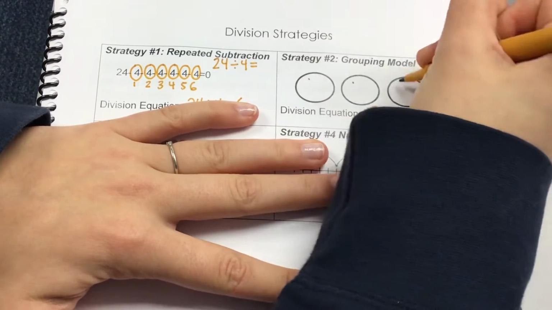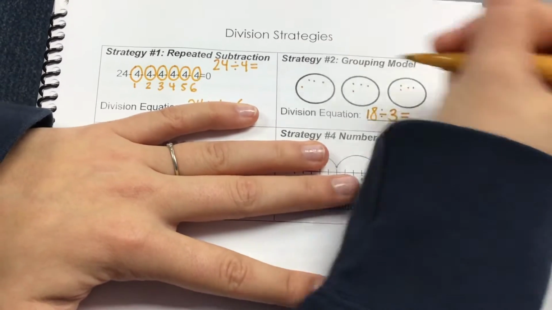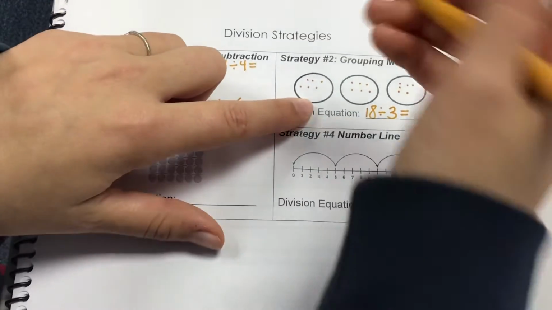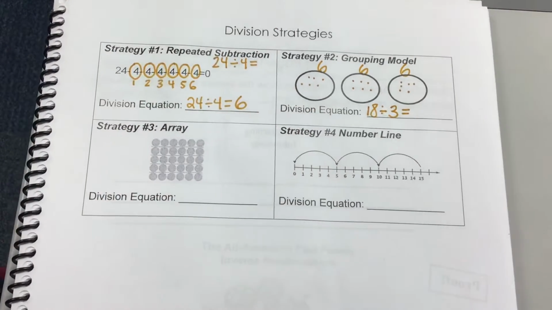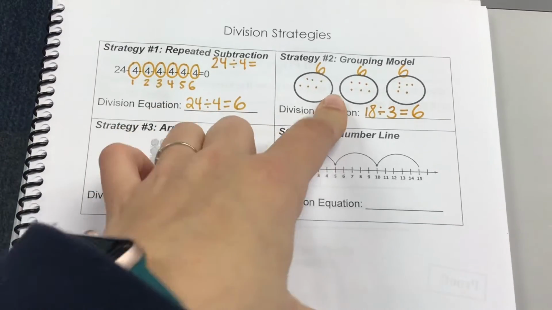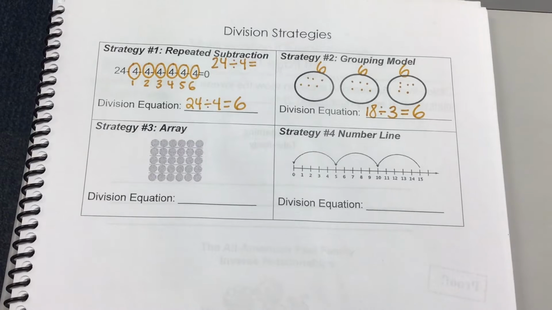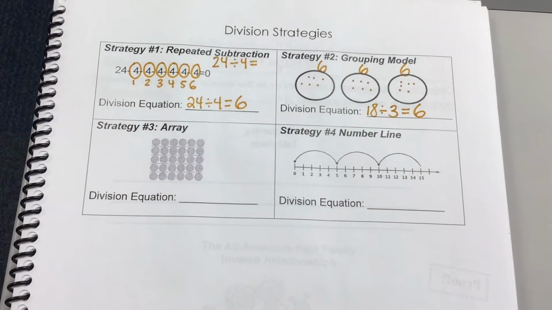Yes, we can either count to 18. So we could do 1, 2, 3, 4, 5, 6, 7, 8, 9, 10, 11, 12, 13, 14, 15, 16, 17, 18. And then we see we have 6 dots in each one, right? Because it's equal groups. What's a multiplication problem that could be this? Addie? 3 times 6 equals 18. Because remember, we have 3 groups of 6. That's exactly right, Addie. Good job.